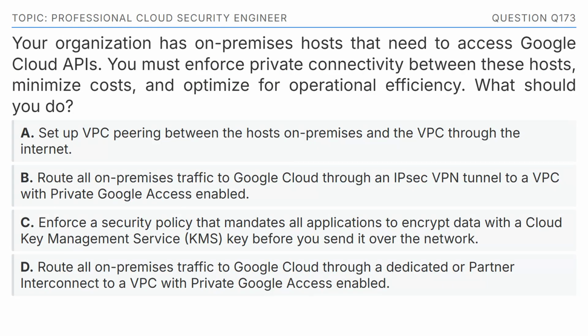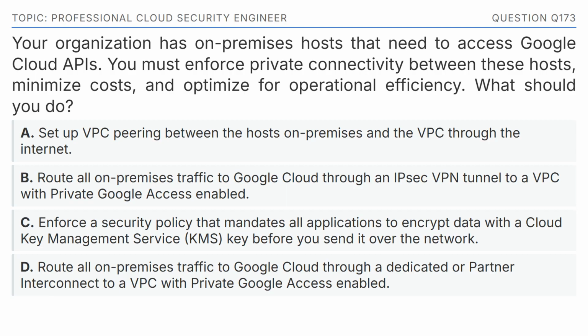Your organization has on-premises hosts that need to access Google Cloud APIs. You must enforce private connectivity between these hosts, minimize costs, and optimize for operational efficiency. What should you do? The options are: Option A, set up VPC peering between the hosts on premises and the VPC through the Internet. Option B, route all on-premises traffic to Google Cloud through an IPsec VPN tunnel to a VPC with private Google access enabled.